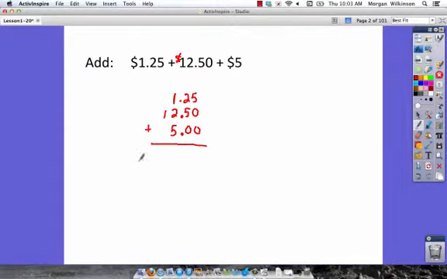Now when we add these together, we've got 5, 0, and 0. It's going to give us 5. We've got 2 and 5. That's going to give us 7. Our decimal point comes straight down. We've got 1 and 2. That's 3. Plus 5 more is 8. And then we have a 1. Now we've got our sum of $18.75. And we're all done with this problem. Make sure you box your answer so that it's easy to see.